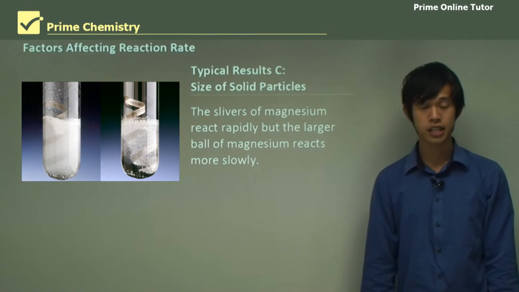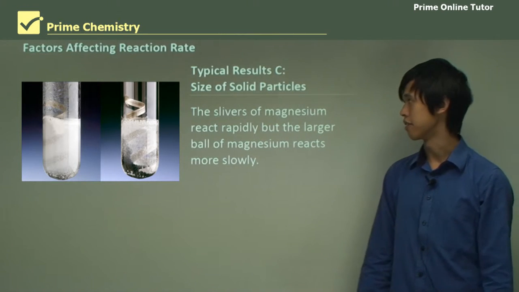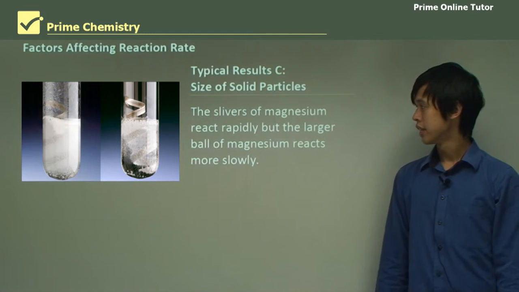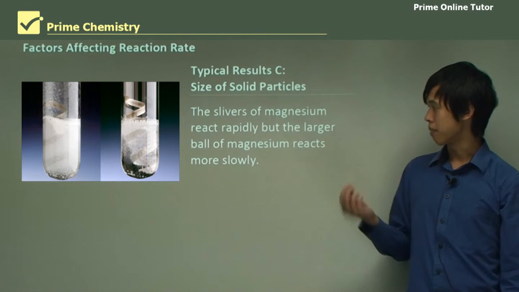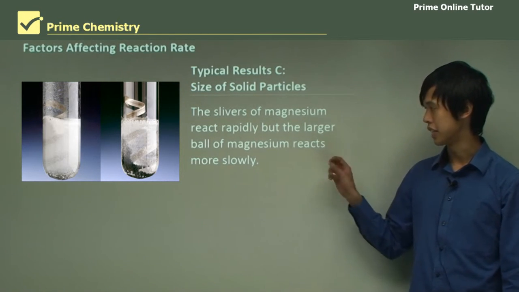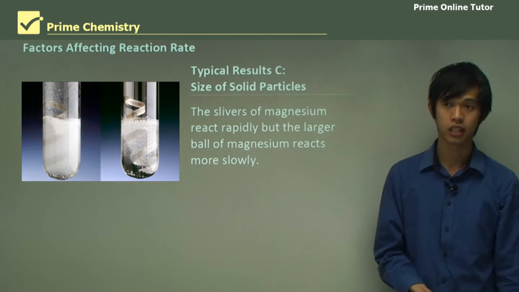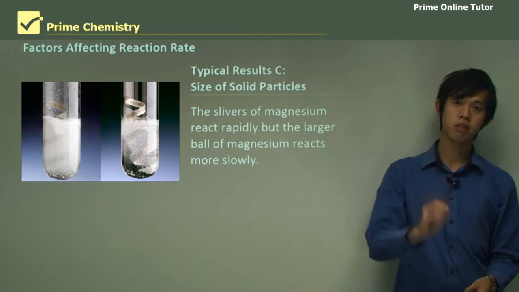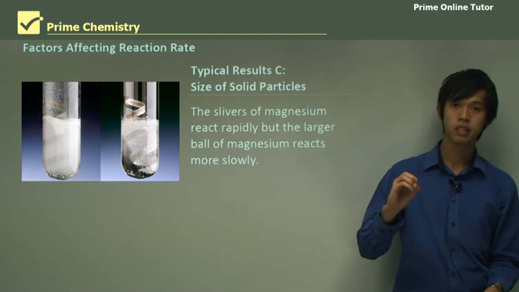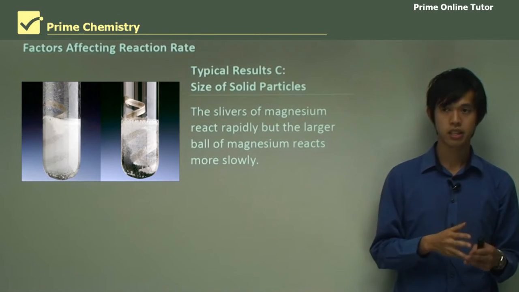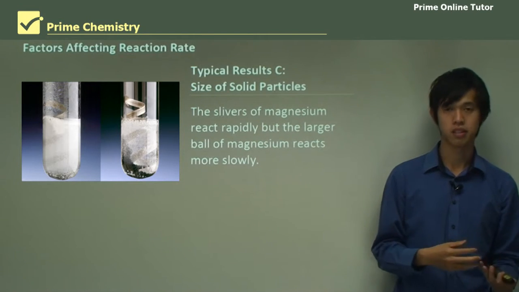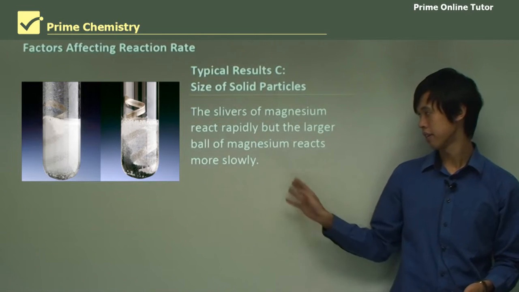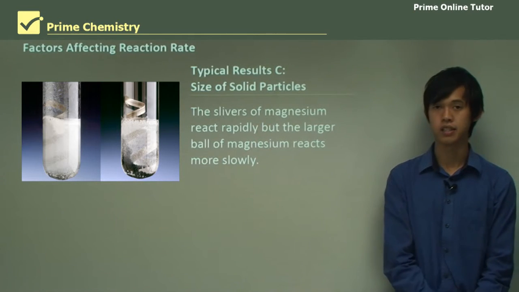And in part C, the results you're likely to get in the size of solid particles experiment. The slivers of magnesium react rapidly, but the larger ball of magnesium reacts very slowly. Okay, so the ball of magnesium will react a lot slower than the chipped up pieces because of the surface area exposed. Okay, so that's what you're likely to see.